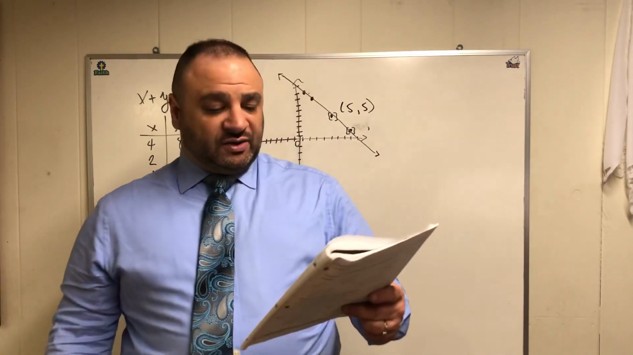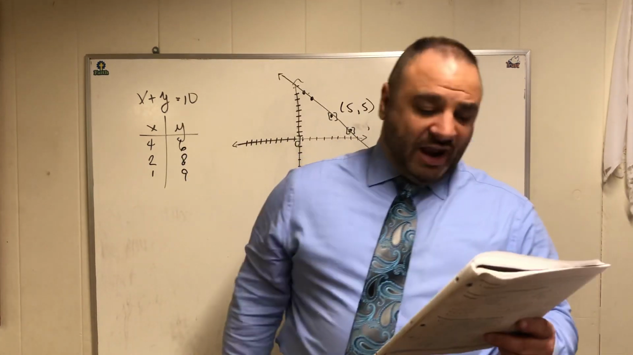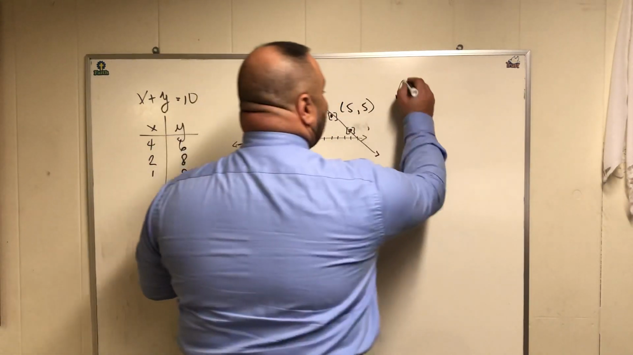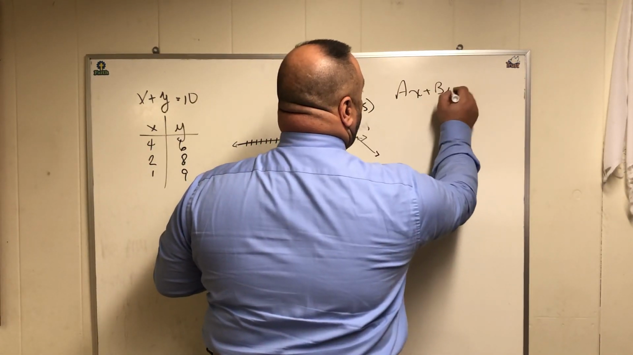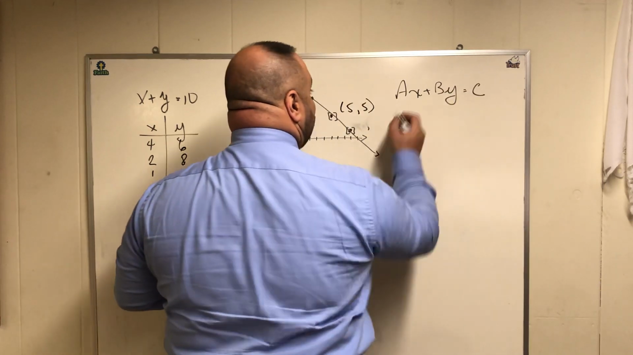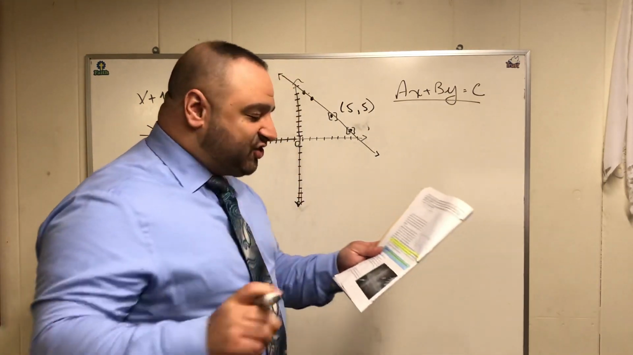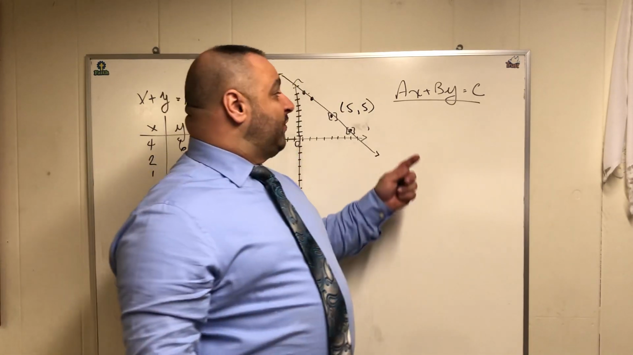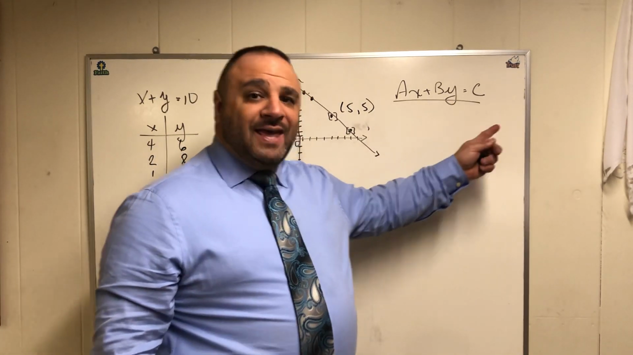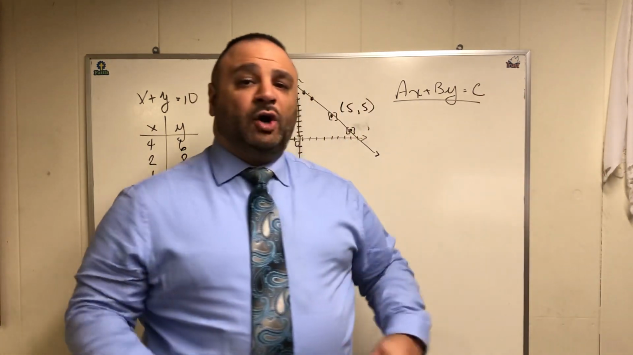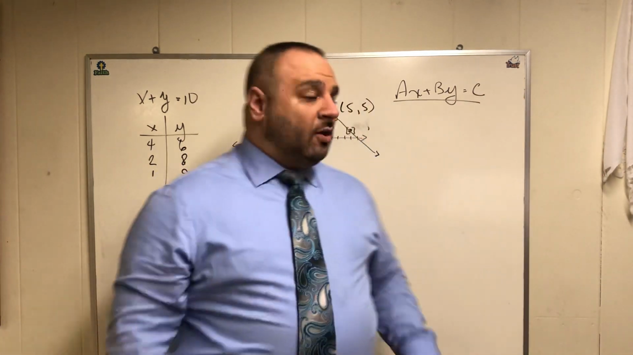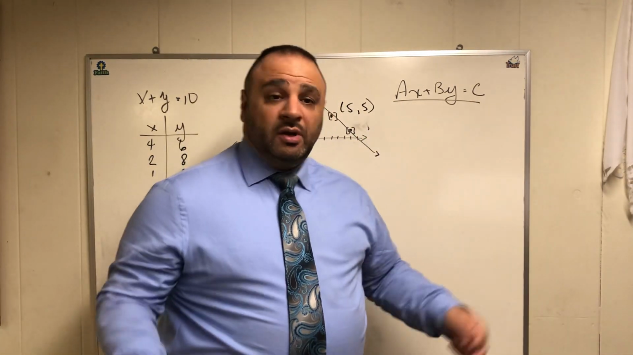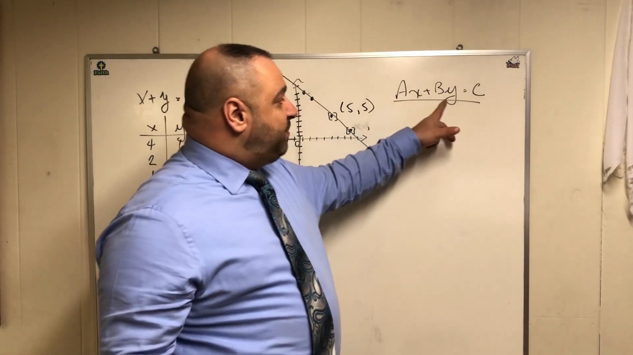Now, I want you to look at the sentence right below the graph. The standard form of an equation for a line is ax plus by equals c. You want to memorize that. That is the standard form of the equation of a straight line. We would often call this a linear equation, linear just meaning straight line. So a and b and c would just be numbers. So ax plus by equals c.